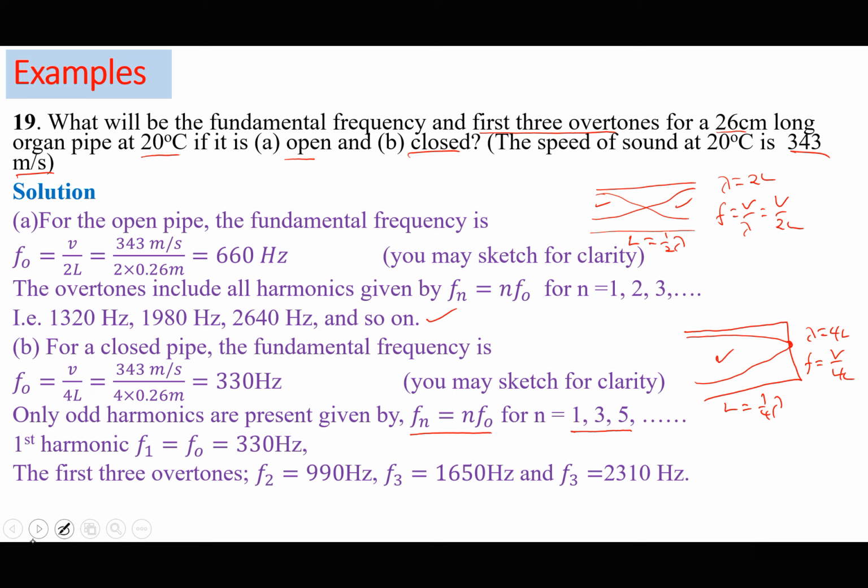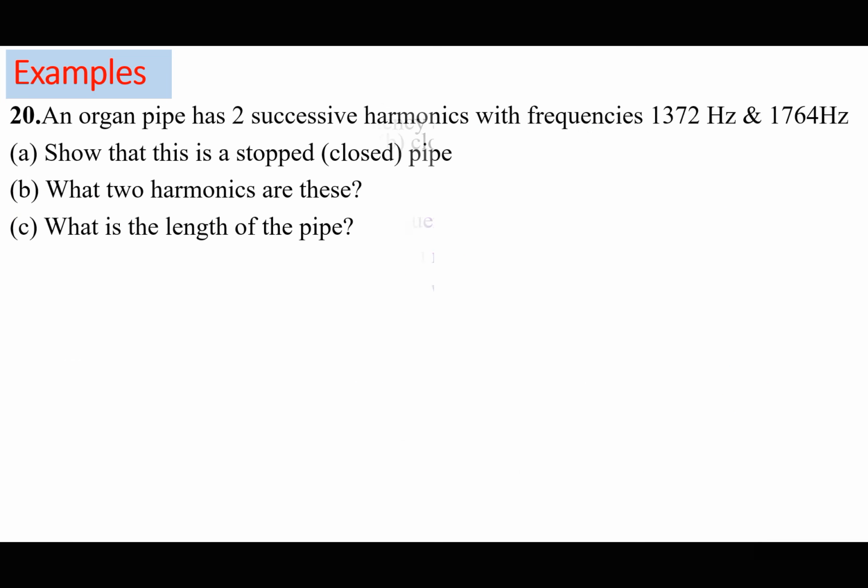I think I've done so many examples. Let me just do one more example. An organ pipe has two successive harmonics. They are successive, that means one to the next, with the frequencies 1372, 1764. Show that this is a stopped or closed pipe. What two harmonics are these? And what is the length of the pipe?